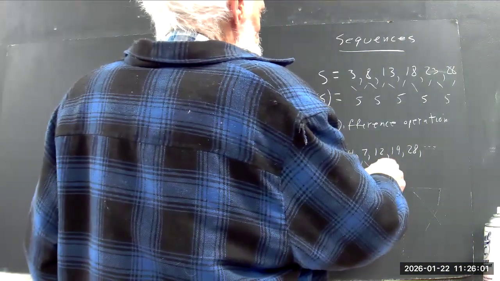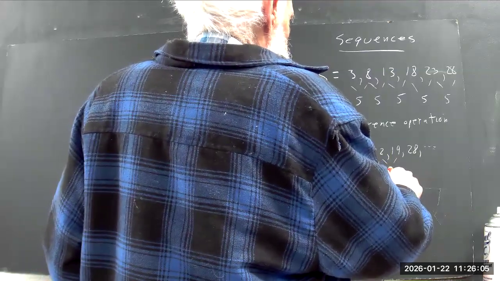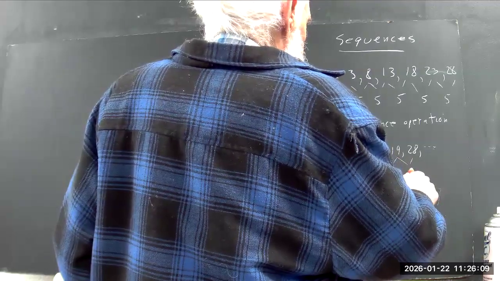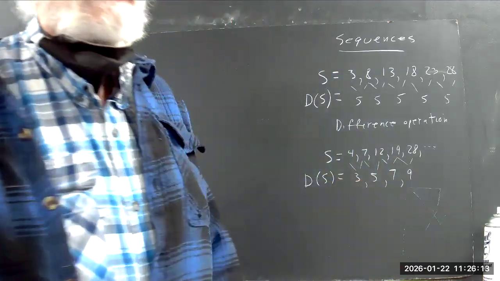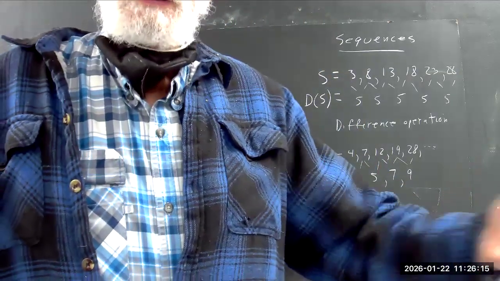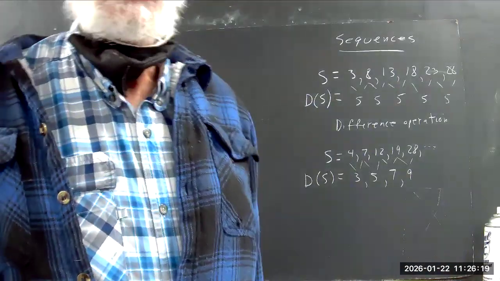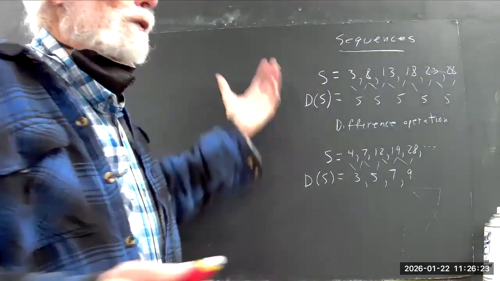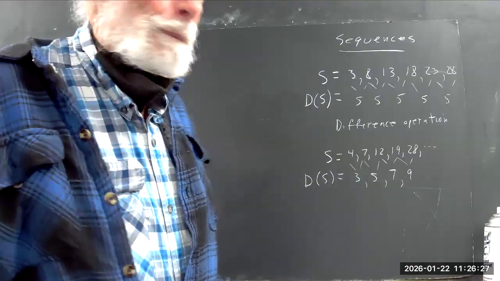What you get between 7 and 12 is 5. Between 12 and 19, it's 7. Between 19 and 28, it's 9. 3, 5, 7, 9. That's an easy sequence to continue, right? But let's say the numbers were a little nastier. Let's say the differences are in the hundreds or something like that, and you can't immediately see the pattern here.